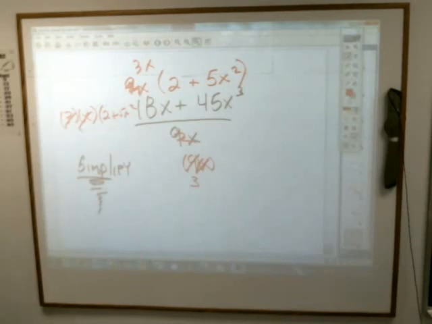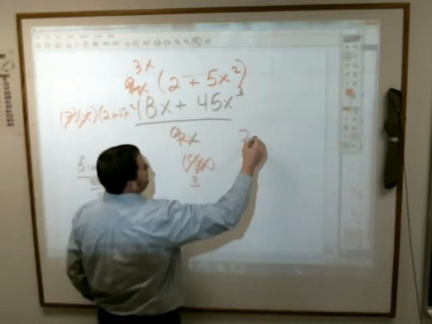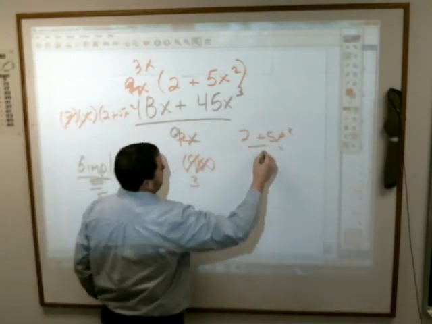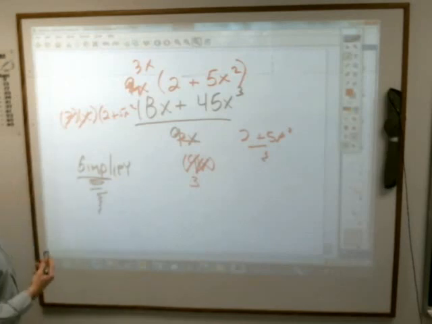6 plus 15. Yes, you would just have 2 plus 5x squared over 3. You can't simplify that anymore. Alright.